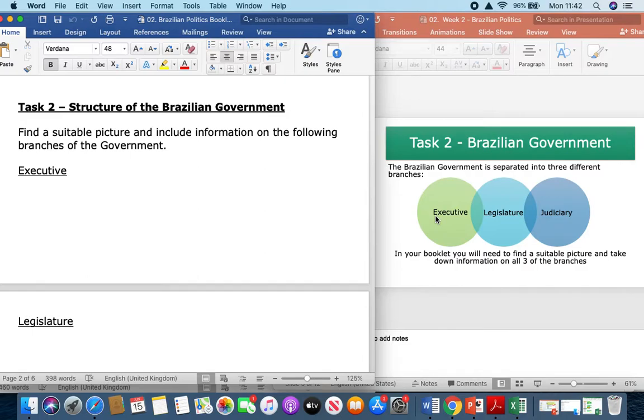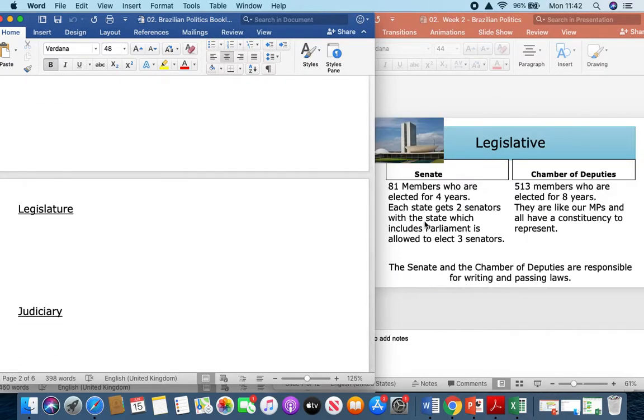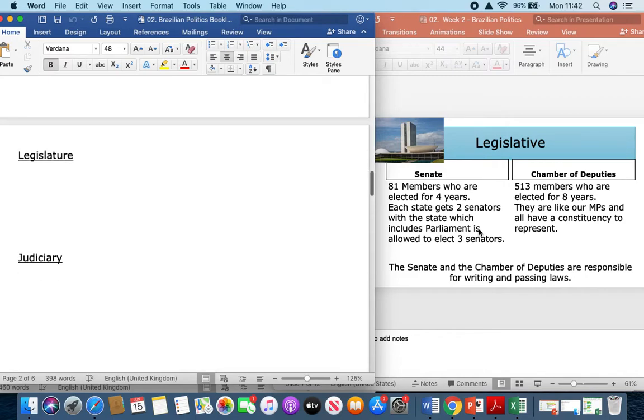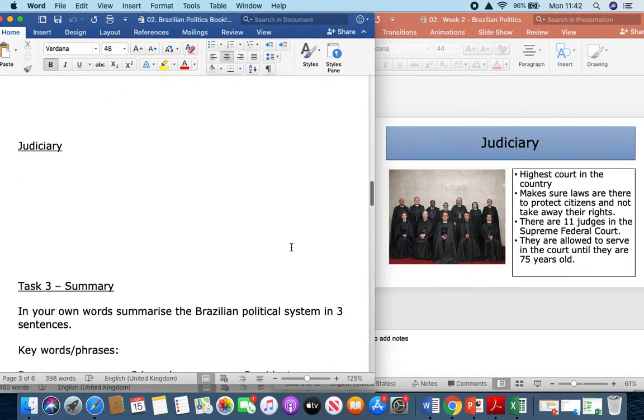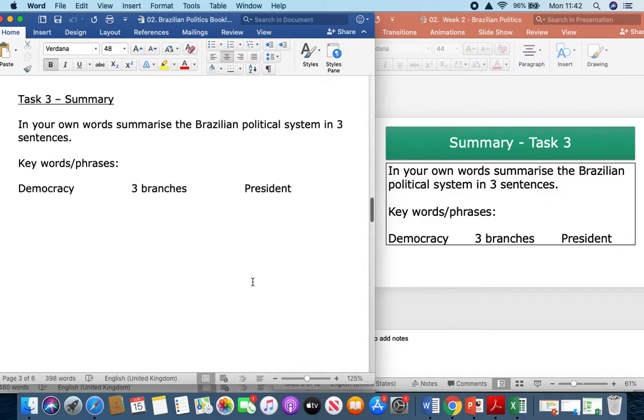You need to find suitable pictures and then take down some notes for the different branches. So the president, there's your notes, the executive, the legislative, there's your notes, the judiciary. I'm not going to talk through these because I think you guys are going to be able to find them on your own. If you do have any questions, let me know.